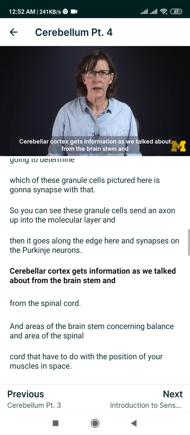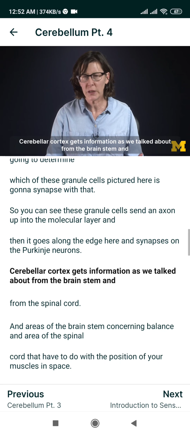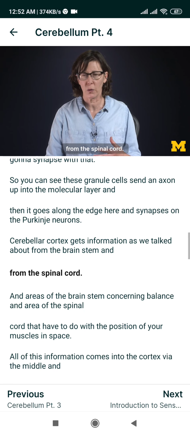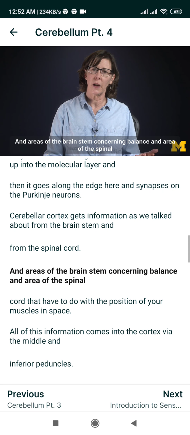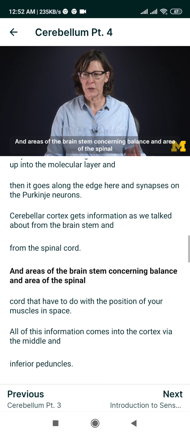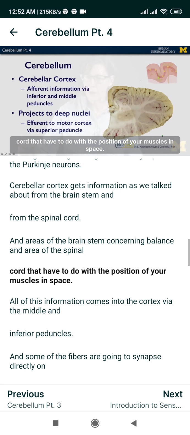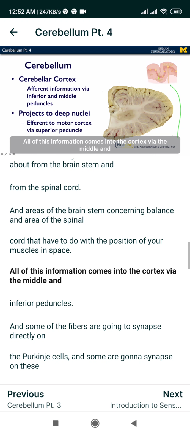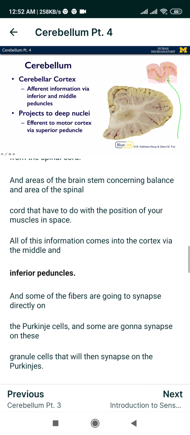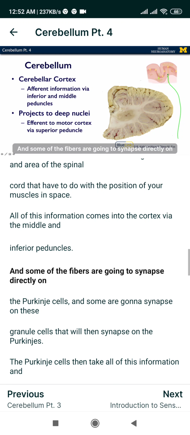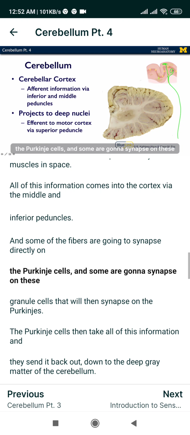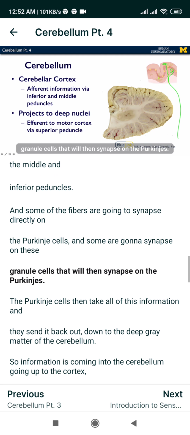The cerebellar cortex gets information, as we talked about, from the brainstem and from the spinal cord, and areas of the brainstem concerning balance, and areas of the spinal cord that have to do with the position of your muscles in space. All of this information comes into the cortex via the middle and inferior peduncles, and some of the fibers are going to synapse directly on the Purkinje cells, and some are going to synapse on these granule cells that will then synapse on the Purkinjes.